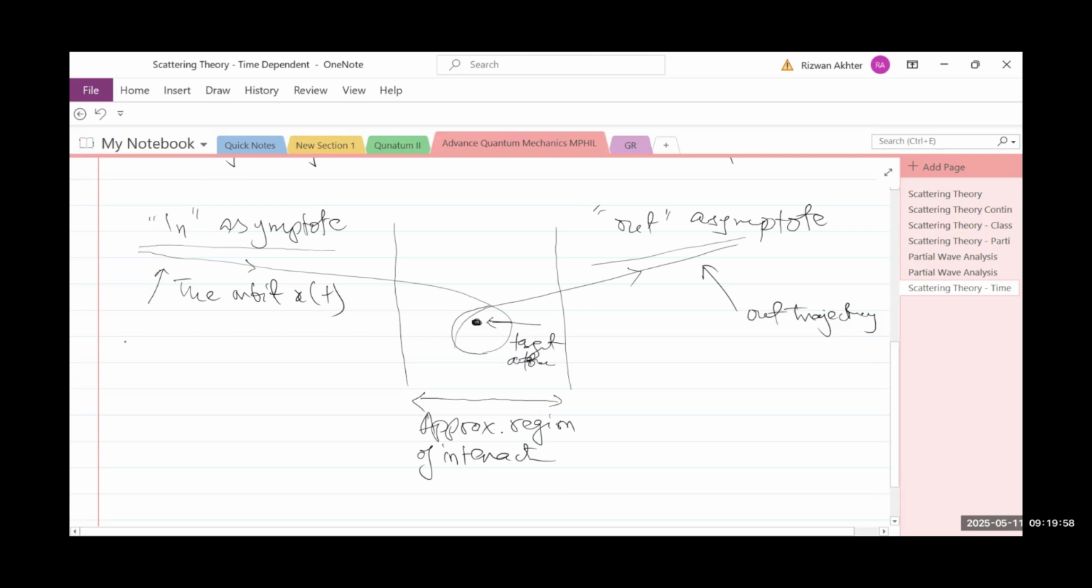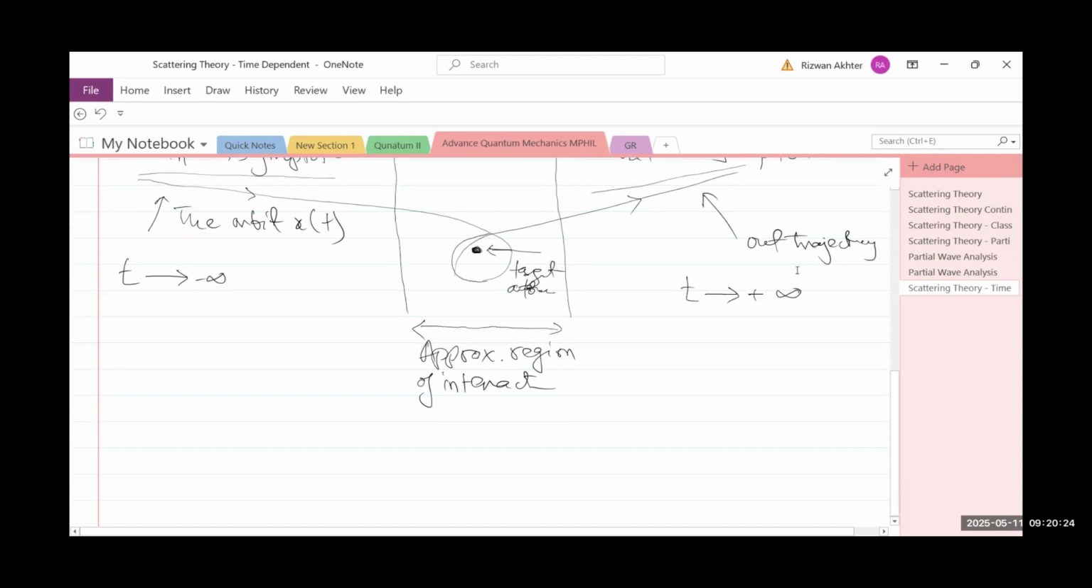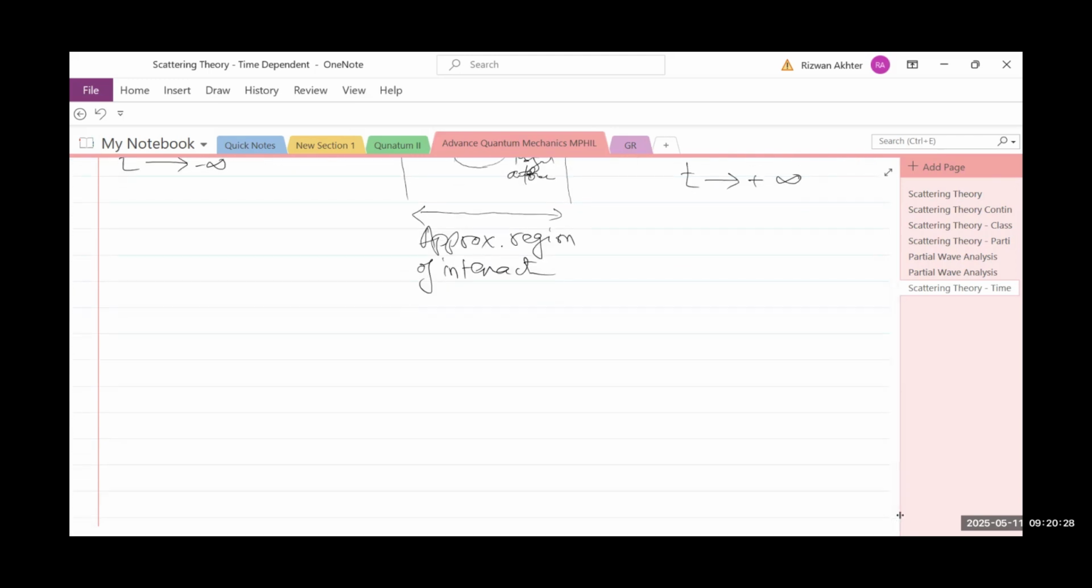So the time here, t, is tending towards minus infinity, that is, very far away from the target, and here we consider the description of the outgoing particles at time t equals plus infinity. So these are the three regions: this is the first region, this is the second region, and this is the third region. So we have divided our scattering into three parts. Which three parts?